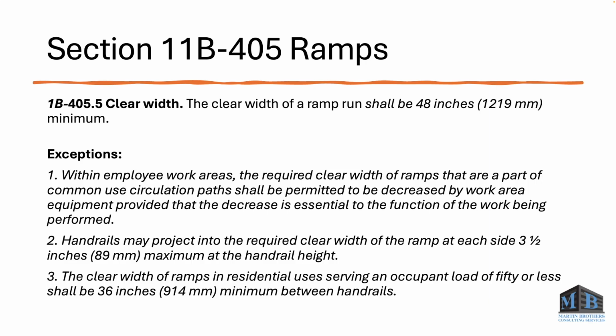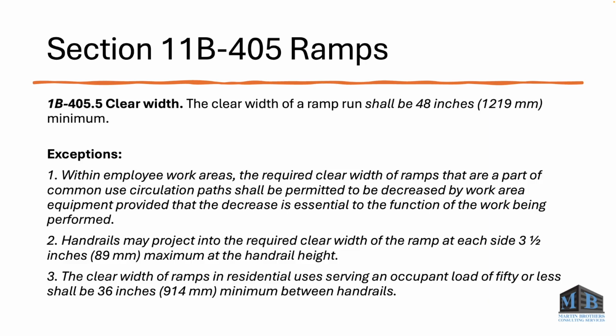We'll get there. But exception 1 says within employee work areas, the required clear width of ramps that are a part of common use circulation paths shall be permitted to be decreased by work area equipment, provided that the decrease is essential to the function of the work being performed. Keyword being essential. It has to be real. You can't just declare it's essential with the ulterior motive of wanting to obstruct the ramp width.